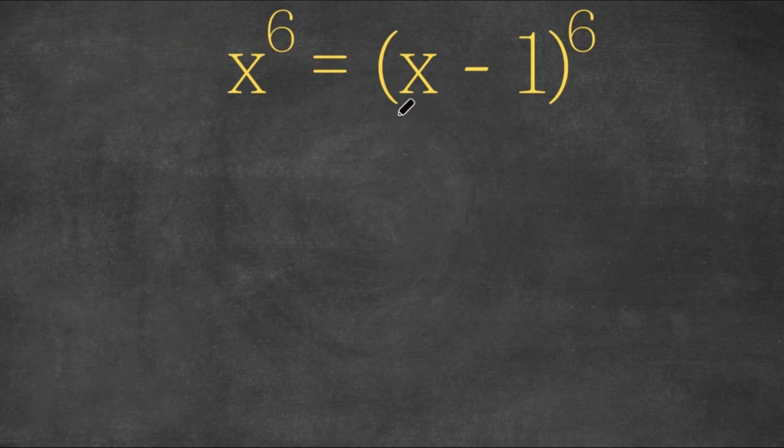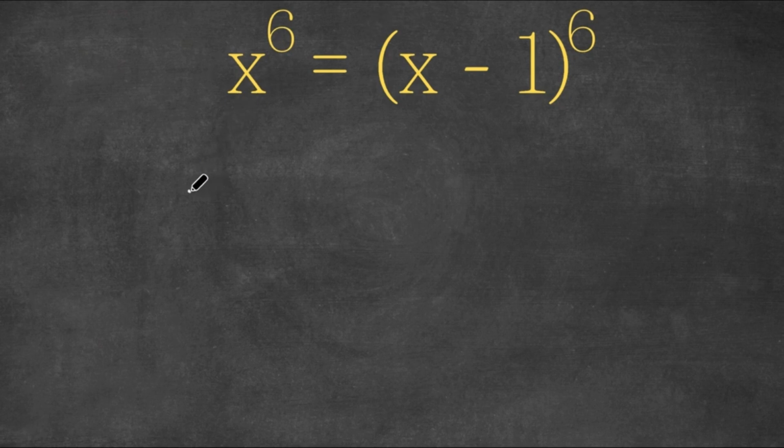In today's video, I'm going to be going over a nice algebraic equation. So right here we have our equation, x to the power of 6 equals (x minus 1) to the power of 6. And if you notice, both sides of the equation are to the power of 6. So to simplify this equation, why don't we find the sixth root of both sides? Then we can make it much simpler.